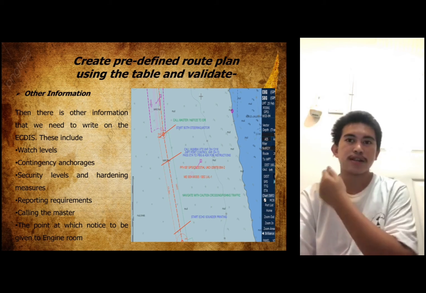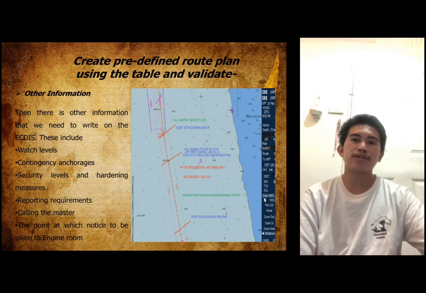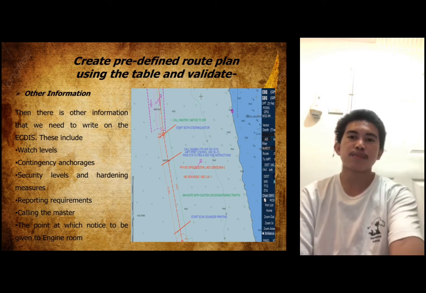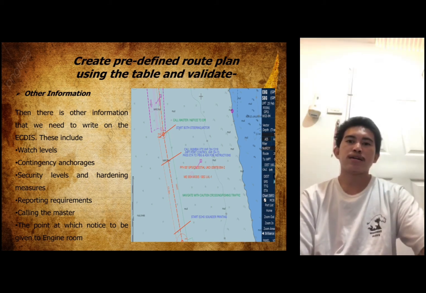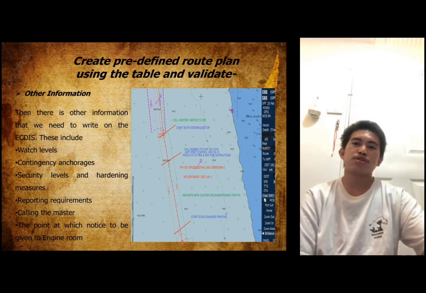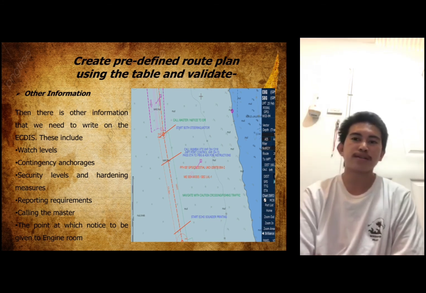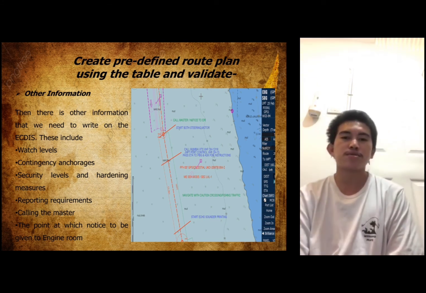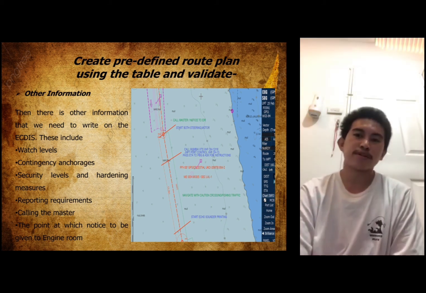So next is the security level. We have three security levels: ISPS security level 1, which is normal, security level 2, which is heightened, and security level 3, which is exceptional. Also we have system hardening, which is a collection of tools, techniques, and best practices to reduce vulnerability in technology applications, systems, infrastructures, firmware, and other areas.